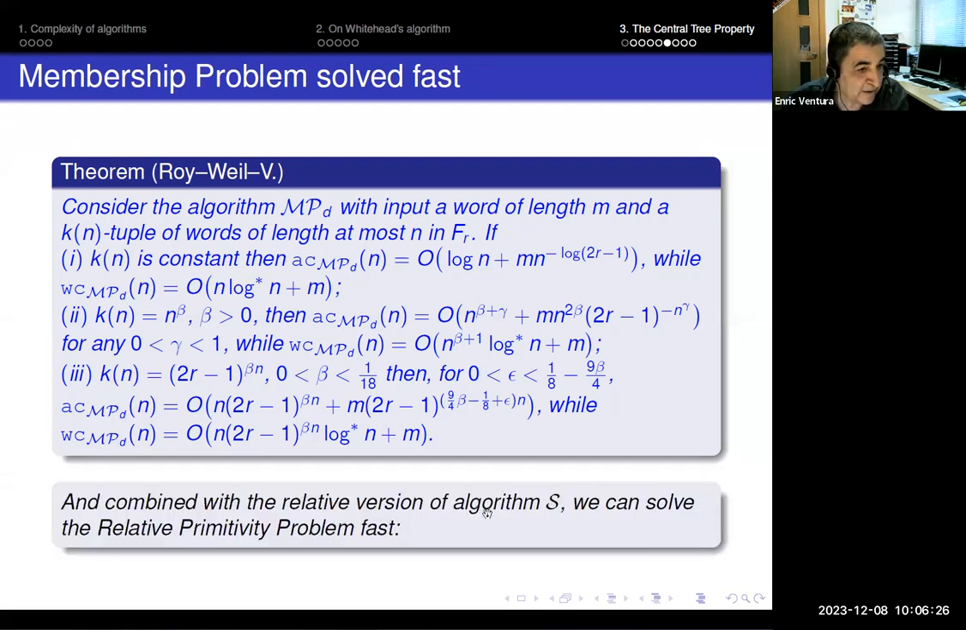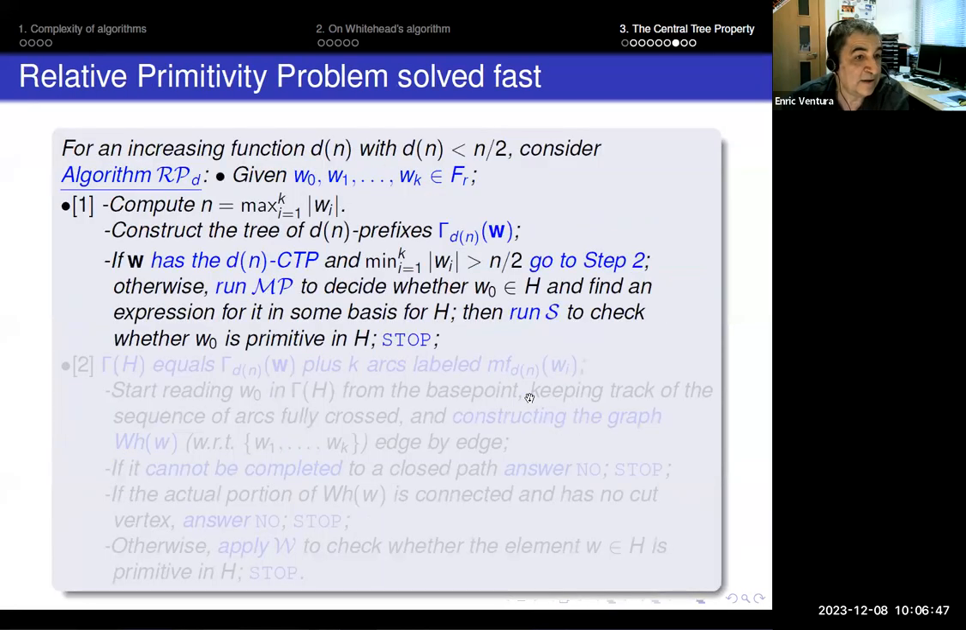Okay, and finally, in a couple of minutes, let me combine this with the algorithm to check primitivity and solve the relative primitivity problem in a fast way with respect to this average case complexity. Given an input tuple, construct the tree of prefixes, and check whether the tuple satisfies the central tree property, which is going to happen with big probability.